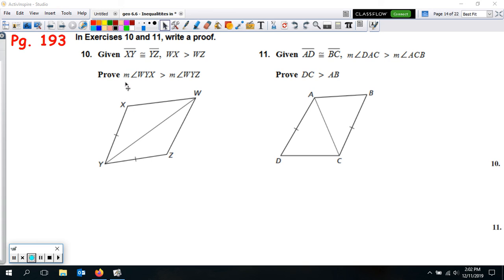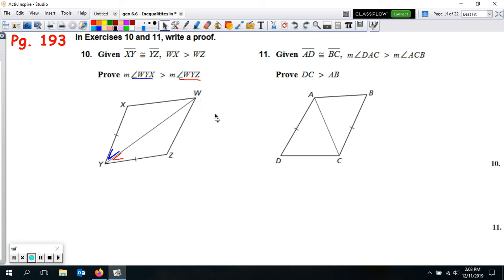So the first thing, let's look and see, what are we trying to prove? We are trying to prove that 2 angles here are not congruent, that this one is bigger than this one. So we have a greater than symbol. We're trying to prove that this angle here, WYX, is greater than the other angle, WYZ. So we're trying to prove that this blue angle is greater than the red one.